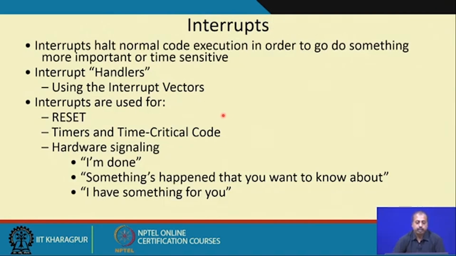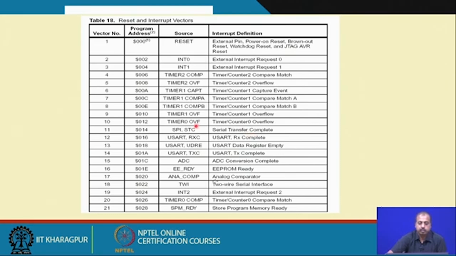So, if you look into the interrupts, for any interrupt it is true that it will halt normal code execution for doing something sensitive. So, we have this interrupt handler, that interrupt service routine. For interrupt vectors, the interrupts may be used for resetting, then timers, time critical code like that, or hardware signaling, like something happens in the hardware. So, that way you can signal that. There are external pins for feeding that interrupt, just like other interrupts in other processors.